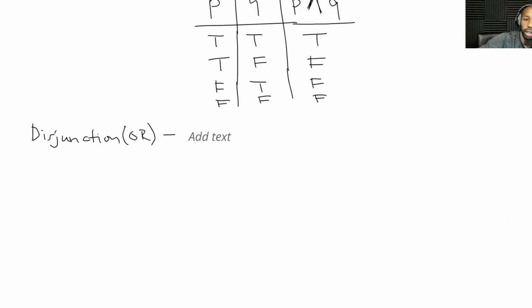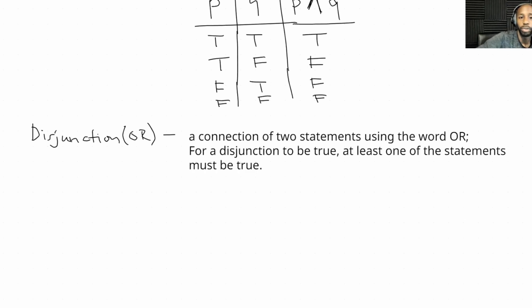So if you say, for example, roses are red and the dirt is purple. I mean, roses are red or the dirt is purple. It's telling you one of those has to be true for the whole thing to be true, right?